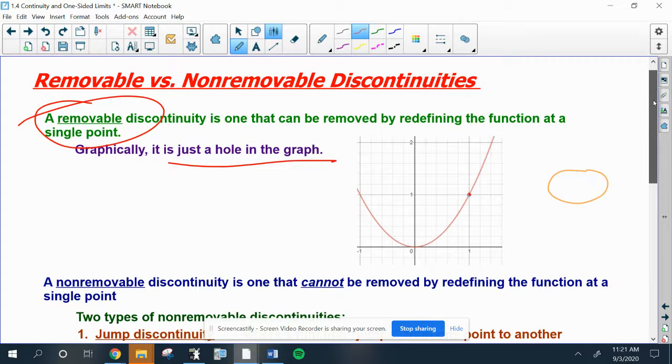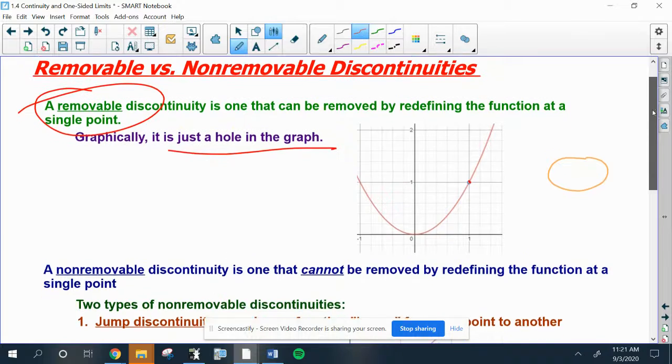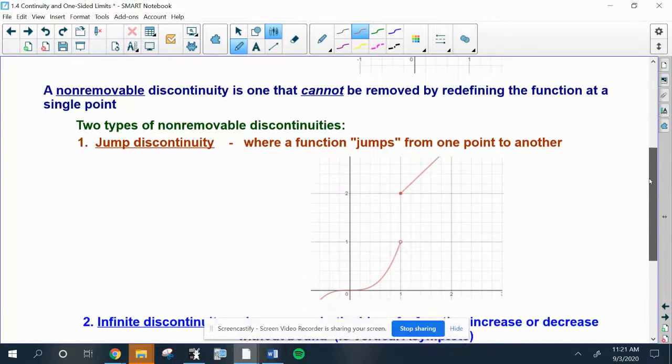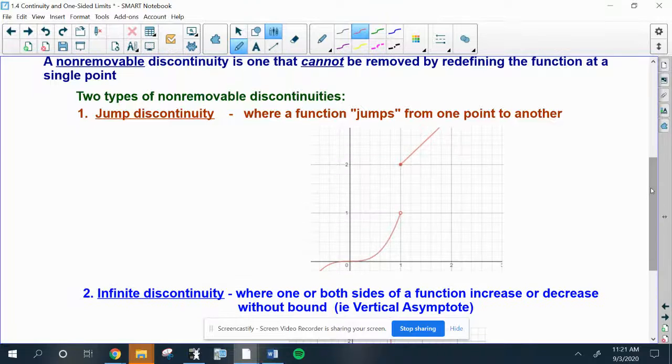Non-removable are those discontinuities that you can't do that. And there's two types you're going to see. One type of non-removable discontinuity is called a jump discontinuity. And the name is jump for a reason. If you see this function, and when you're tracing it, when you get to this point, you have to jump to this point to continue tracing it. So that's definitely a discontinuity, but it's non-removable because you can't redefine that for one point. And because it looks like there's a jump here, we're going to call it a jump discontinuity.